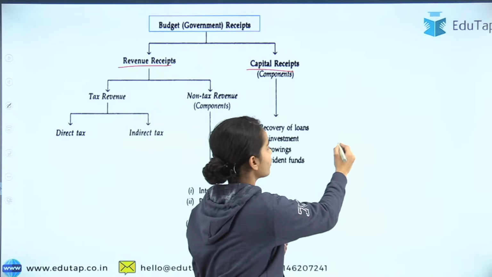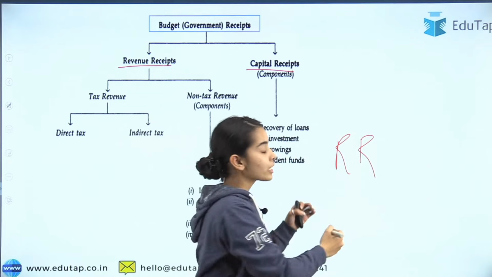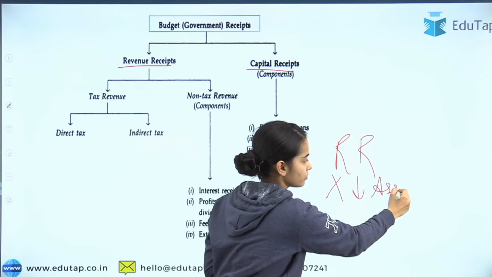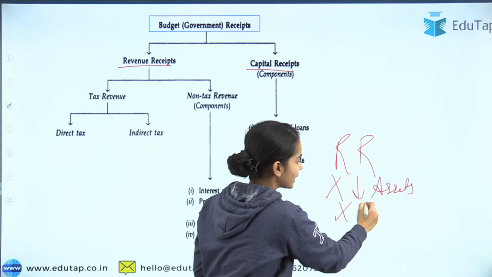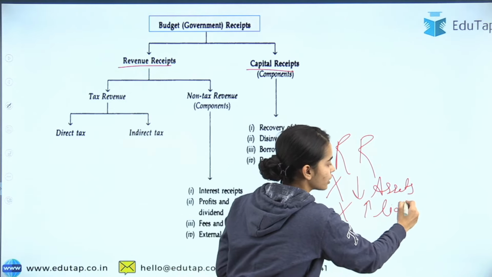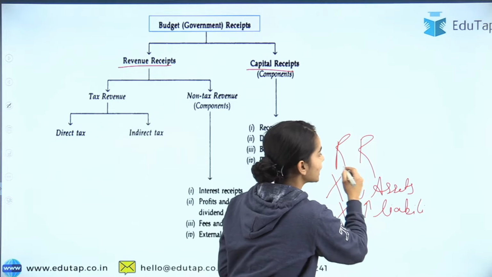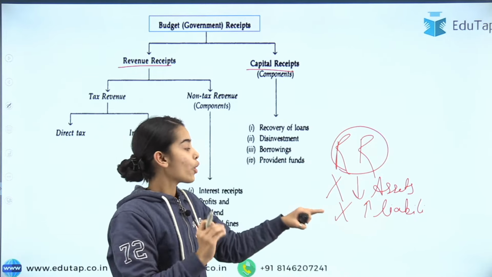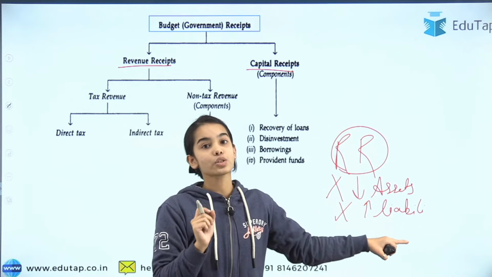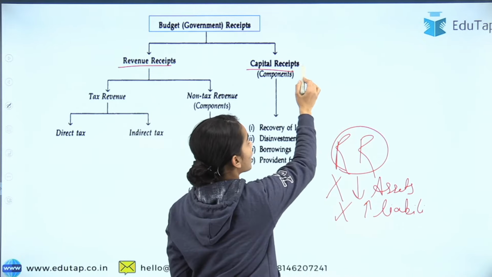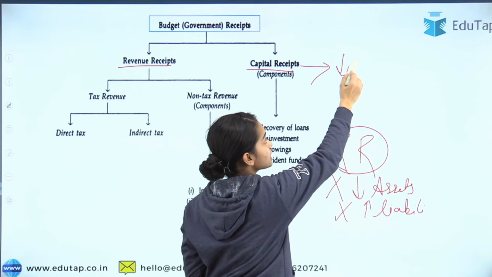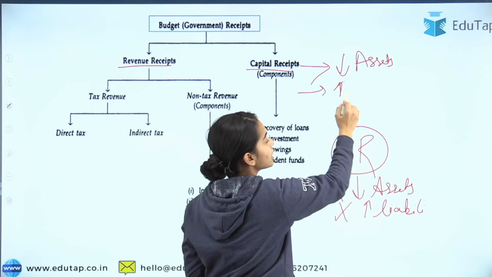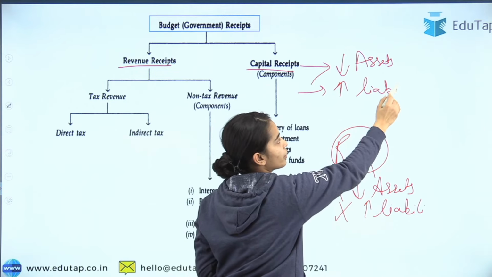So in the case of revenue receipts, it neither decreases the assets nor increases the liabilities of the government. In the case of capital receipts, what is happening? It is decreasing the assets of the government and it is increasing the liabilities of the government.